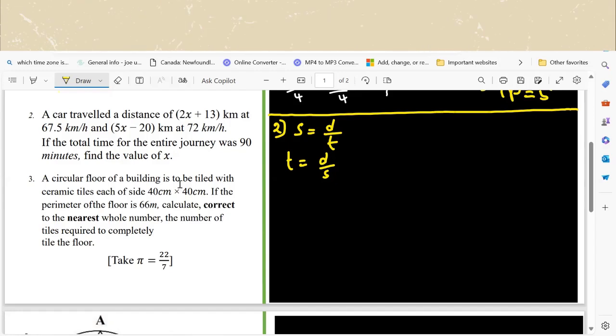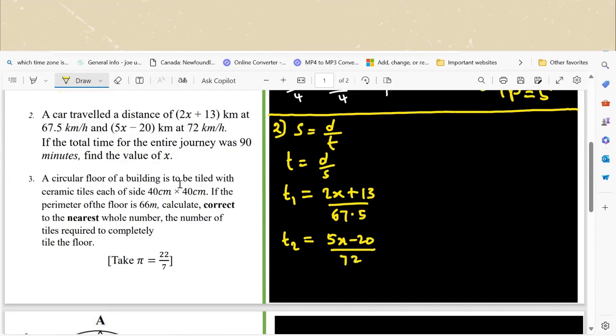So let us say T1 is going to give us the first time. The distance is 2x plus 13 all over the speed for that distance, which is 67.5. Now let's take the second time, which will be derived by using 5x minus 20 as the distance covered, 5x minus 20 over the speed for that, which is 72.